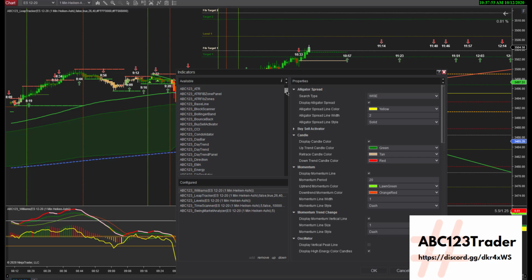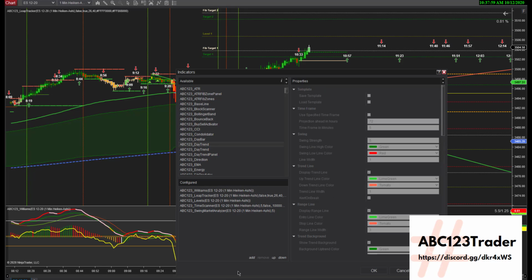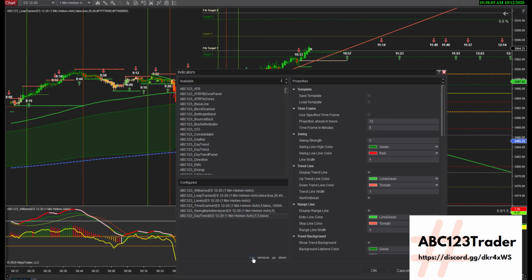Another really nice indicator, of course, is the day trend. I've got to find out, I have 2 day trends here. I added something when I was coding. So on this day trend here, I'll put a specific time frame, and I'll put it for 10 minutes.